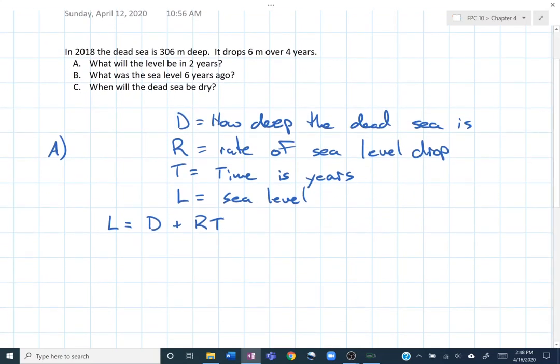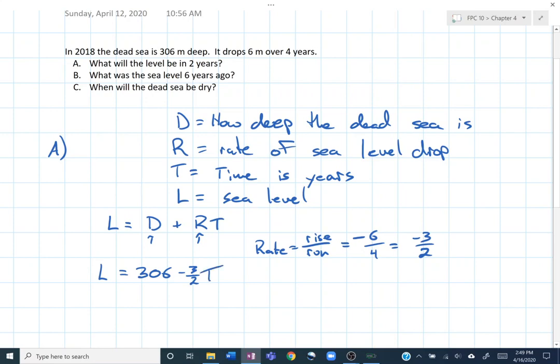So what I'm going to have to do is how deep the sea is. I can substitute in that value, and then I need to find the rate. So my rate this time, I think, is easier just to look at rise over run, because I know that it goes down 6 every 4 years, which is, if I want to reduce, as I should, a negative 3 over 2. So that I know the sea level is going to be 306 minus 3/2 times t.